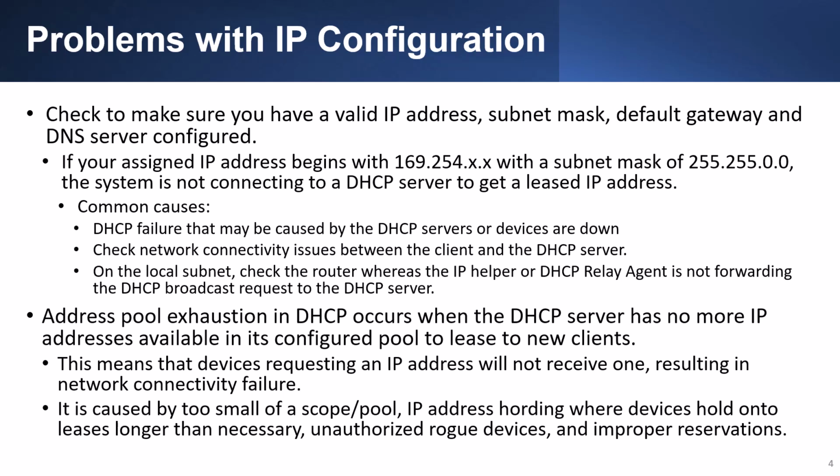Address pool exhaustion in DHCP occurs when the DHCP server has no more IP addresses available in its configured pool to lease to new clients. This means that devices requesting an IP address will not receive one, resulting in network connectivity failures. It is caused by too small of a scope or pool, IP address hoarding where devices hold on to leases longer than necessary, unauthorized rogue devices, and improper reservations.